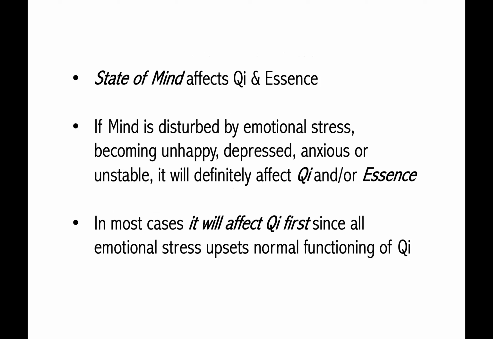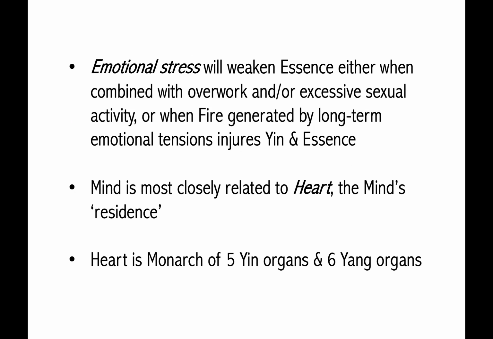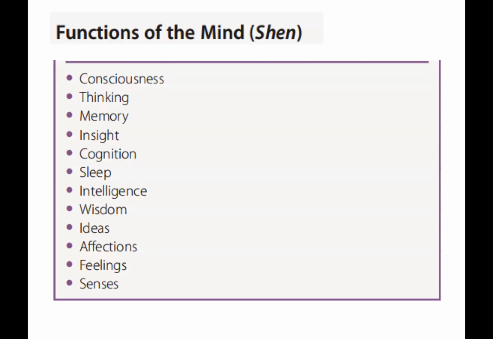In most cases, it will affect the chi first, since all emotional stress upsets the normal functioning of chi. Emotional stress will weaken the essence, either when combined with overwork and or excessive sexual activity, or when fire generated by long-term emotional tensions injures yin and essence. The mind is most closely related to the heart, which is the mind's residence. The heart is the monarch of the 5 yin organs and 6 yang organs.